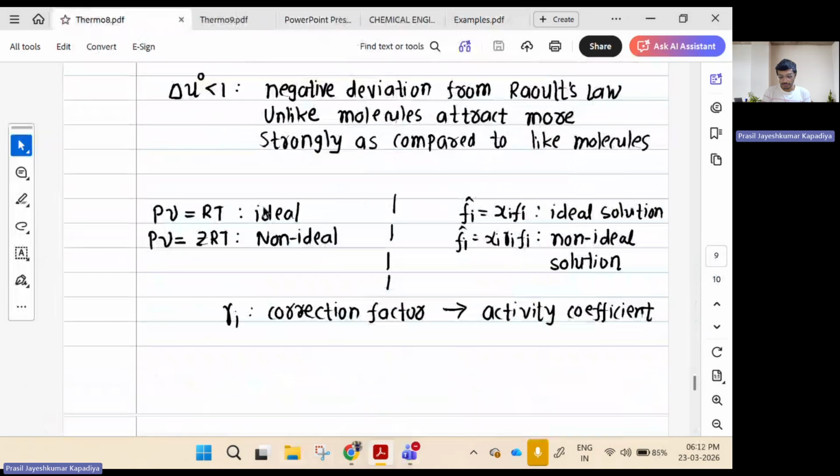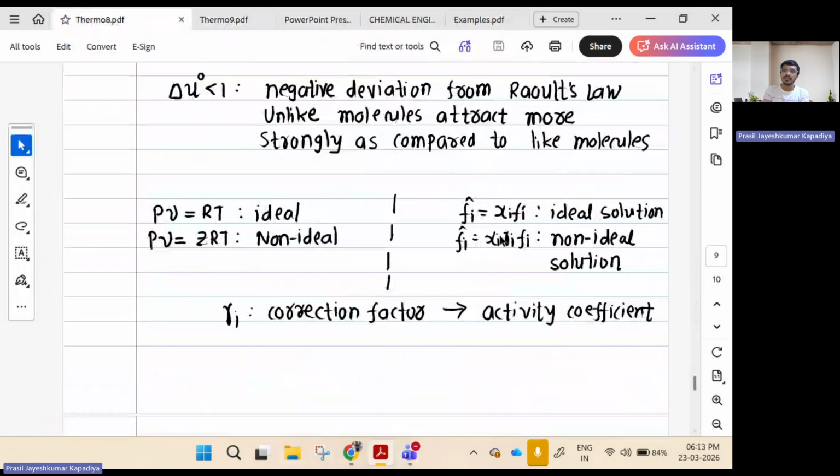Okay, so we know that when we were dealing with the vapor phase, PV is equal to RT was for ideal gas, and PV is equal to ZRT was for non-ideal conditions. Similarly, when we are dealing with the liquid phase, ideal liquid phase solutions are given by the Lewis-Randall model. So fi cap, the fugacity of component i in mixture or in solution, is equal to xi into its pure component fugacity fi. That is for an ideal solution. So for a non-ideal solution, we add one more term, like Z we added for the vapor phase. We add here gamma i.